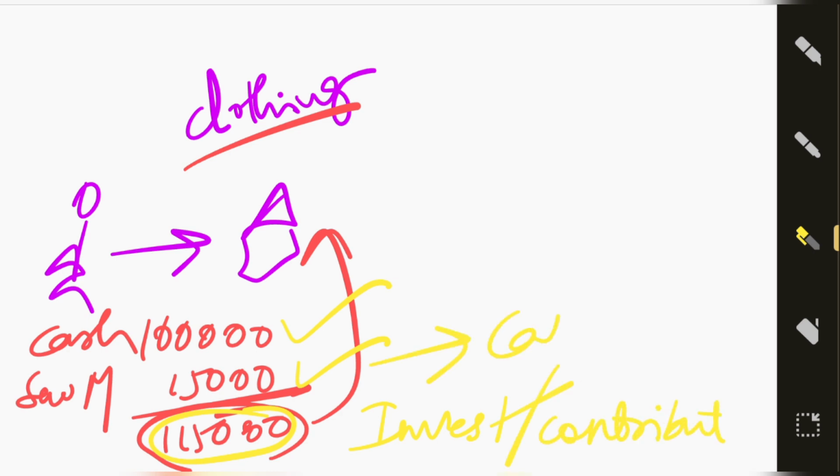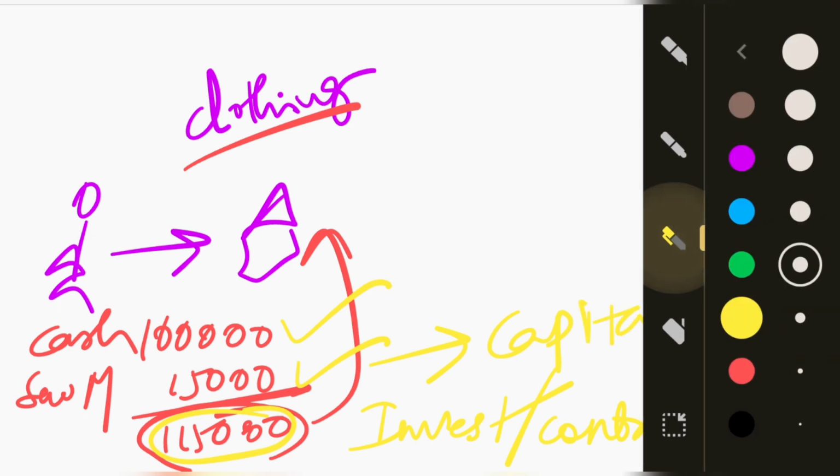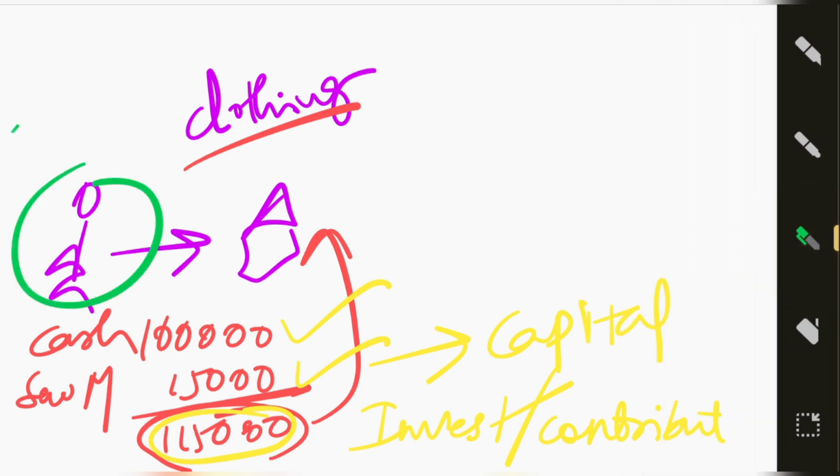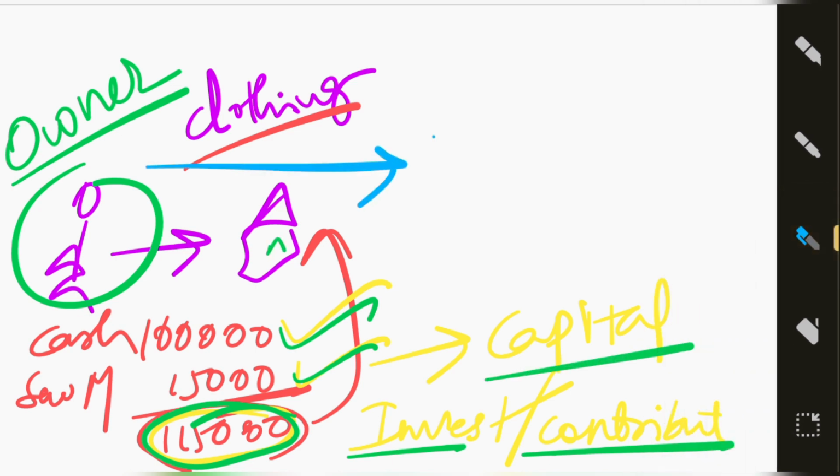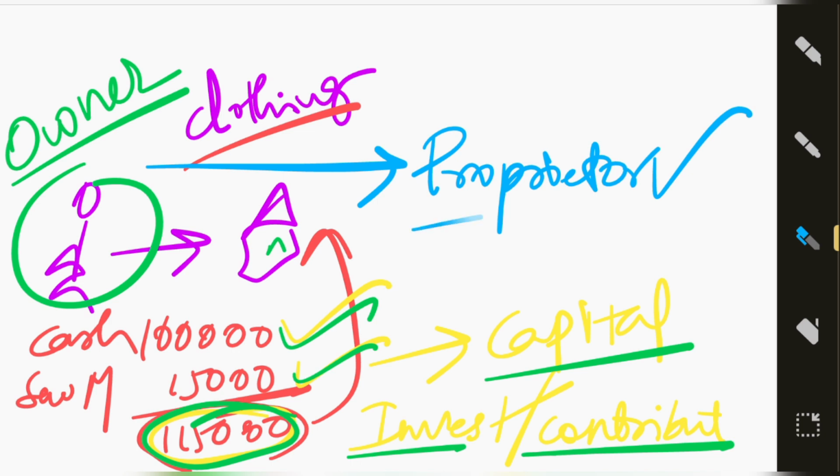This is known as capital. Since she is starting the business, she will be termed as owner. Whatever you are investing or contributing, in cash or any kind, towards the business is termed as capital. And the owner, in terms of accounting, is referred to as proprietor. Whatever amount the proprietor is investing towards the business is known as capital.